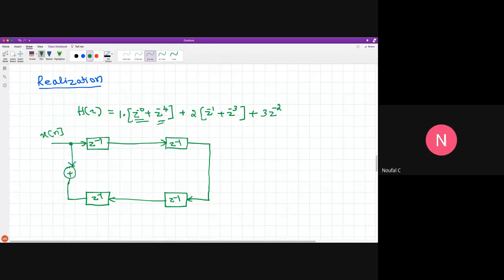Okay. This is added, and that sum needs to be multiplied with 1. So you are multiplying it with 1. Okay. And the next one you have 2 into (z raised to -1 plus z raised to -3). z raised to -1 can be taken from this point. z raised to -3 can be taken from this point. You just add them together, take it outside, multiply it with the gain, that is 2, and you have a single term over here. Okay, where should I tap that single point from? Anyone?